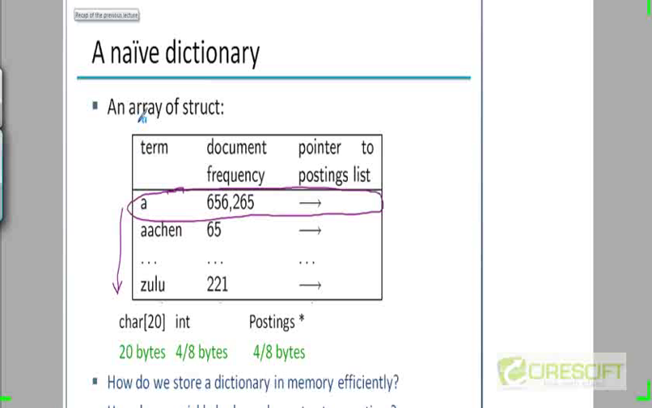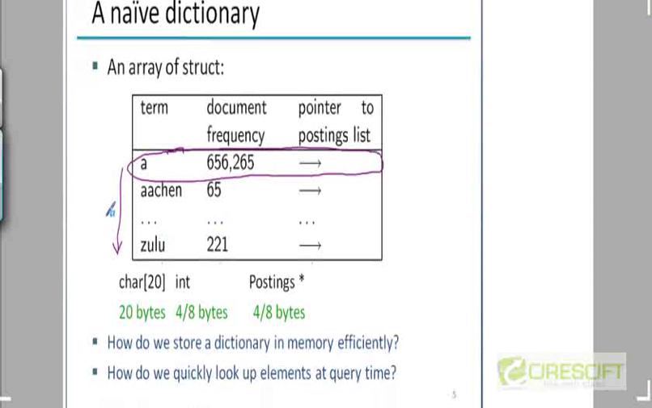Now, if you're searching for a particular term in the dictionary, you can use something like binary search here, if you're implementing it as an array of structures, and that's going to take you about log n time, where n is the size of this array.